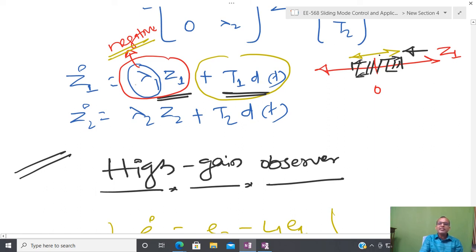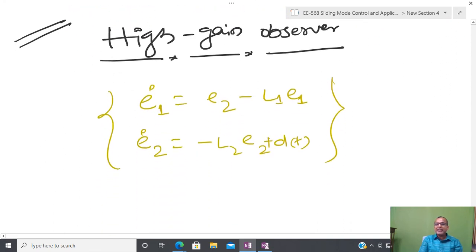So now the question is how to select lambda 1 and lambda 2, such that I can claim that if they are very large, the Luenberger observer still works, and the band of error becomes very small, such that I can reasonably estimate the state. For that, again I am going to start from the error dynamics.